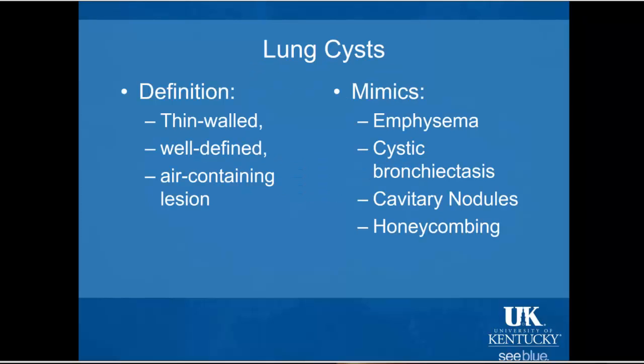So we're going to concentrate today on diffuse lung diseases that can present as a primary cystic abnormality on lung CT. So let's start off with a simple definition. Cysts are thin-walled, well-defined air-containing lesions. That definition separates them from things that mimic cystic lung disease, like emphysema, cystic bronchiectasis, cavitary nodules, and honeycombing.